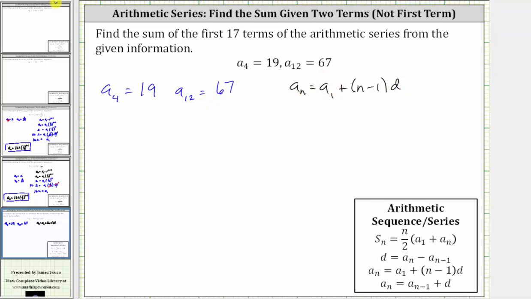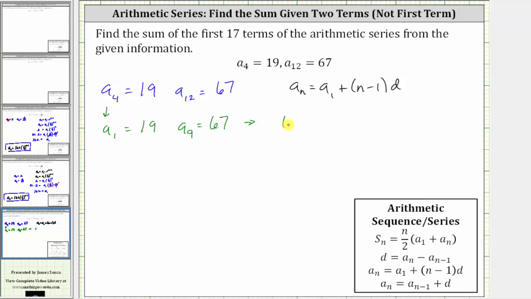So what we can do, though, is temporarily pretend that a sub 4 is a sub 1. And since 4 minus 3 is 1, we can also pretend that a sub 12 is a sub 12 minus 3, which is a sub 9. So using these values, we can now substitute 67 for a sub n, 19 for a sub 1, and 9 for n to determine the common difference d. So let's go ahead and do that.